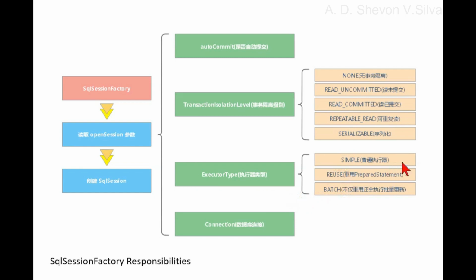ExecutorType.SIMPLE. This type of executor has no special behavior. It creates a new prepared statement for execution of each statement. ExecutorType.REUSE. This type of executor will reuse prepared statements. ExecutorType.BATCH. This type of executor will execute all update statements in batches. If a select is executed in the middle of multiple update statements, they will be separated if necessary to facilitate understanding.